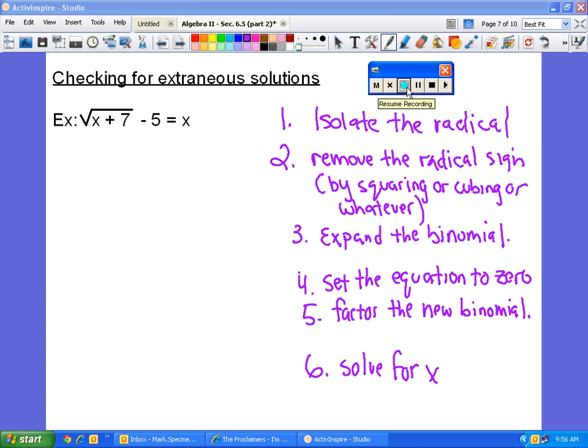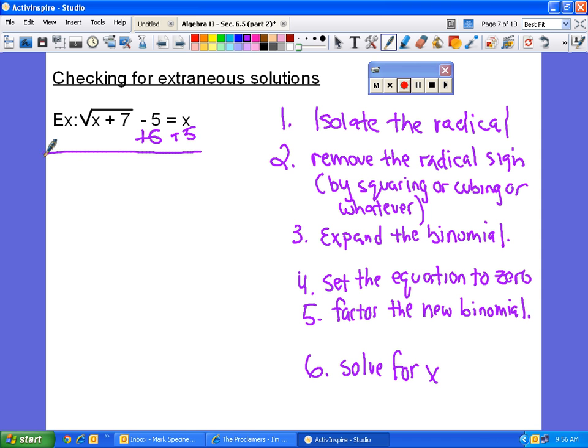All right, so step number one. Jillian, if you didn't like the word or whatever, you're going to hate the way I go through this problem. Step number one, just like yesterday, is to isolate the radical. So what do we have to do here to isolate the radical? Add 5. So we're going to add 5 to both sides. So I get the square root of x plus 7 is equal to x plus 5.